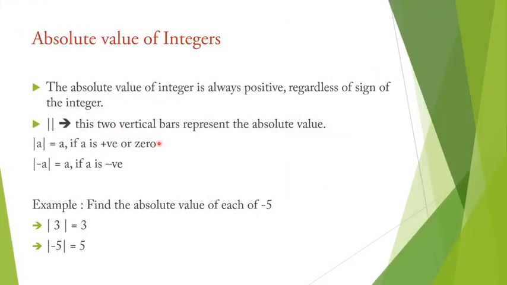Now absolute value of an integer. It's very easy. The absolute value of an integer is always a positive number regardless of the sign of the integer. These two vertical bars represent the absolute value. Whatever the number we are having, if you find its absolute value, it's always positive. See some examples. The absolute value of positive 3 is positive 3 itself. The absolute value of -5 is positive 5. Whatever the number we are having, we just have to write the positive value. That's it.